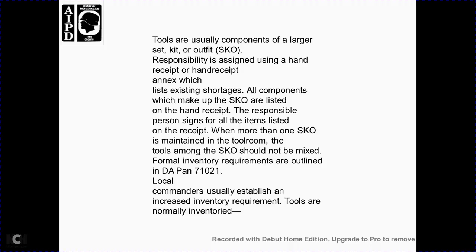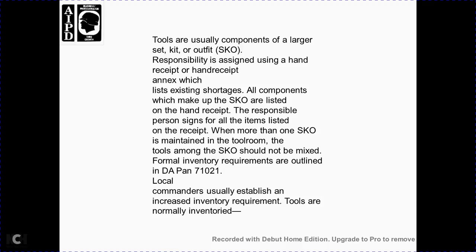Toolkits are a component of the larger set, kit, or outfit, with the responsible assignment on the hand receipt, with the annex listing the last exchange and shortages. All components should be made part of the set, kit, or outfit listed on the hand receipt with the responsible person's name, with the items listed on the receipt. When more of the set, kit, or outfit is maintained in the tool room, the tools among the set, kit, or outfit should not be mixed with the field.